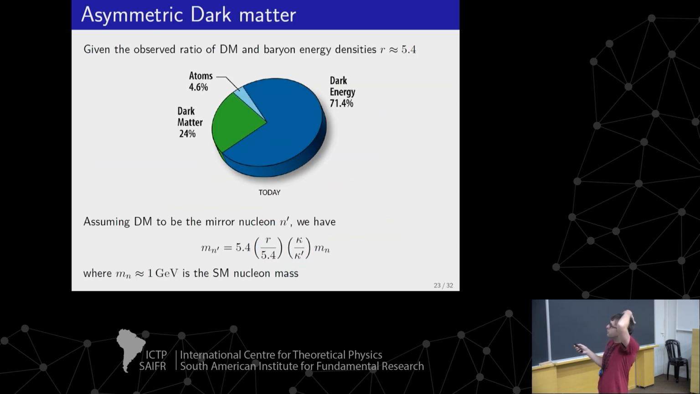It's negative and proportional, so it's a washout factor. Then, as I said, suppose we know that dark matter is around 5 times its energy density bigger than ordinary visible matter. So assume the dark matter to be the mirror nucleon. Then the mass of the mirror neutron should be roughly five times the mass of the ordinary nucleon, if you want this to be dark matter. So people have studied this also. It's an asymmetric dark matter model, basically.